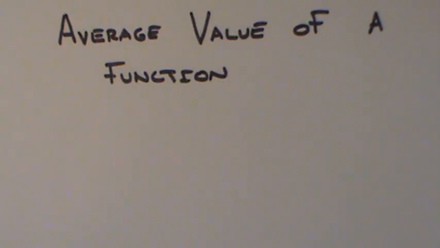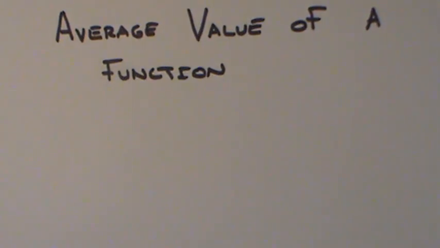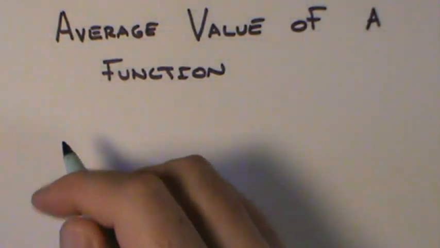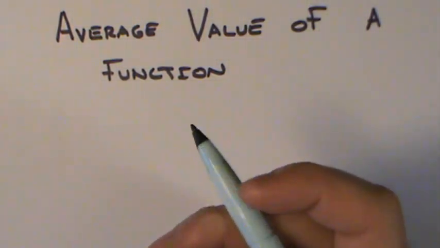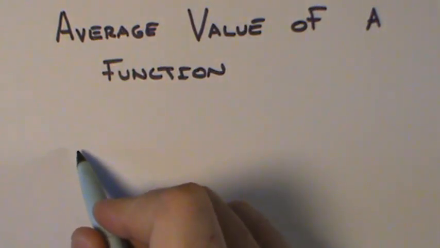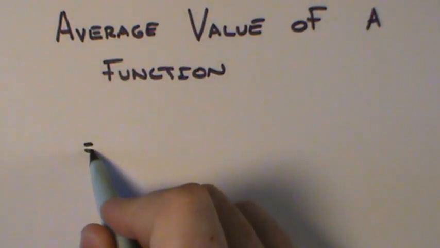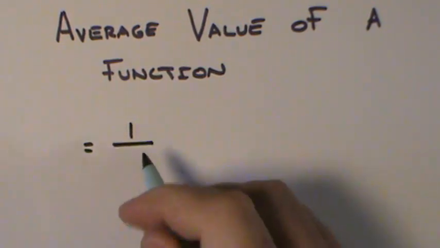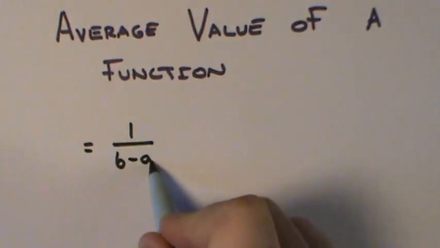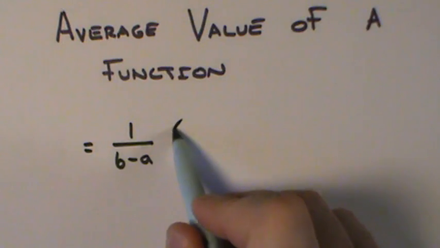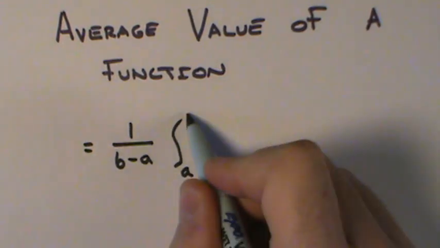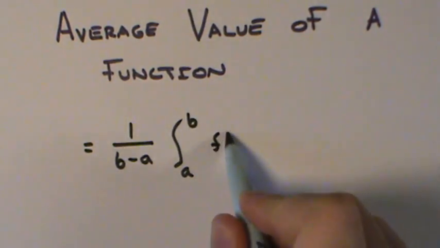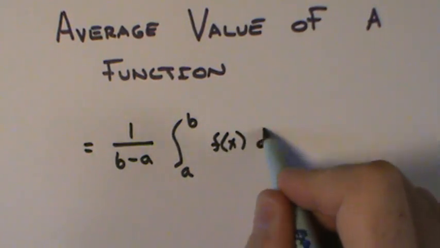In this video, I'd like to explain the concept of average value of a function. Typically, what you do with the average value of a function, you start with a formula. It says that your average value, which is going to be the average y value, is equal to 1 over b minus a, where these are your boundaries, the integral from a to b of your function with respect to x.